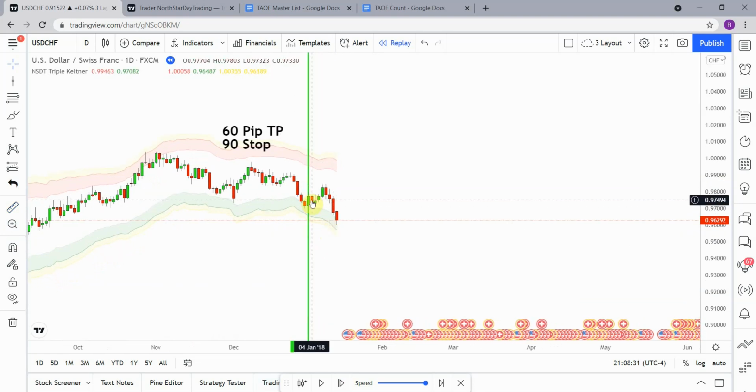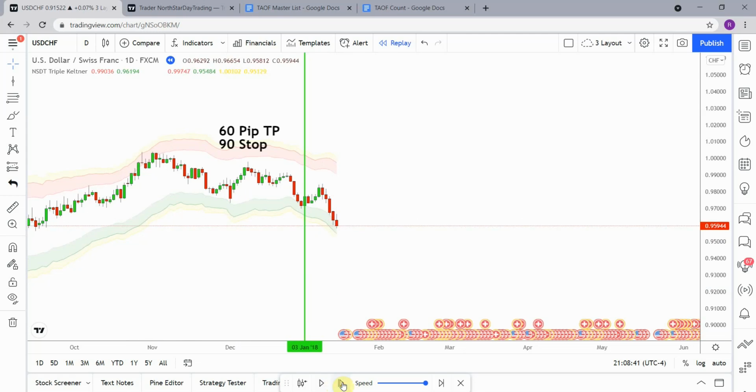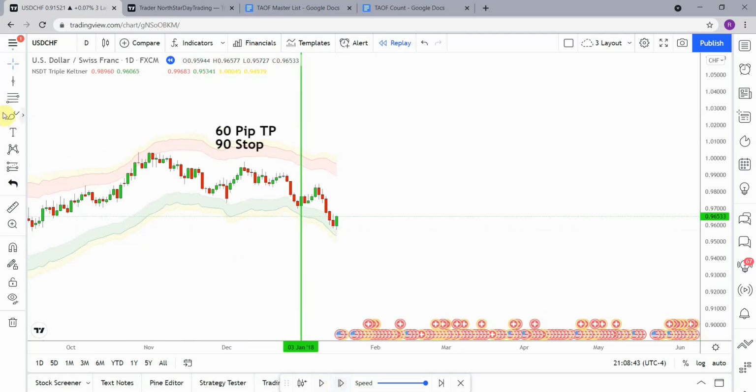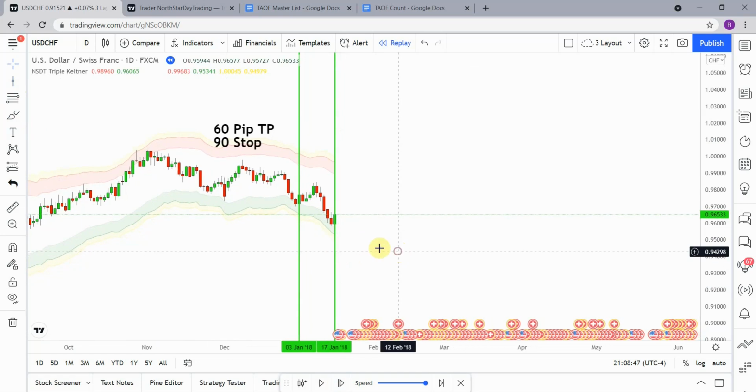All right, so we stayed within our stop and we were able to get to take profit. Now you can see right here that we are starting to get touches to the downside again. Let's play it forward, and right here we get the close back to the opposite side, or the inner part of it there, the center part.